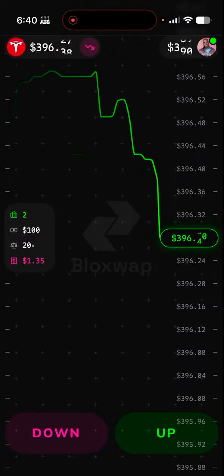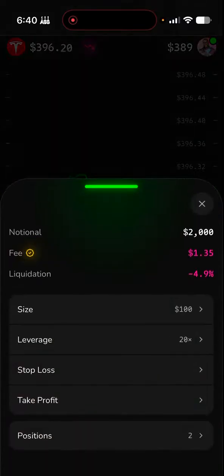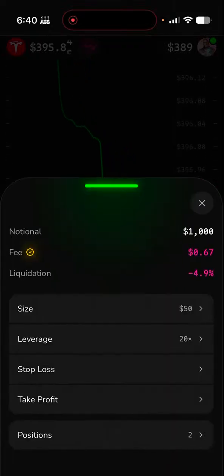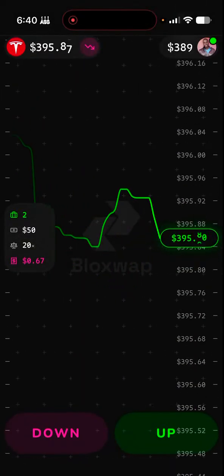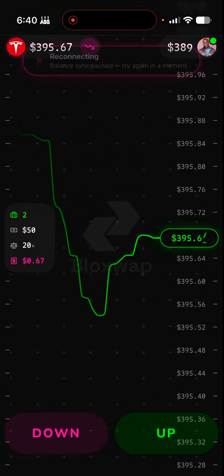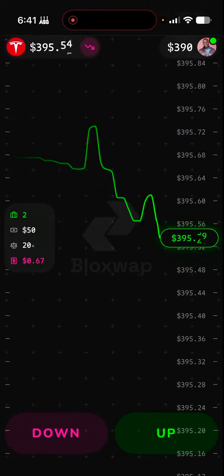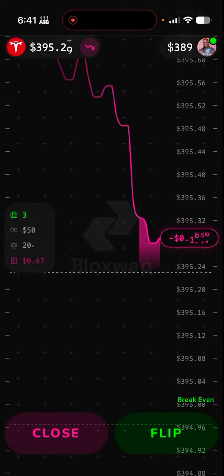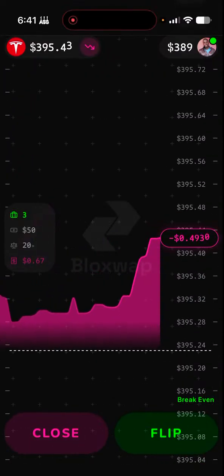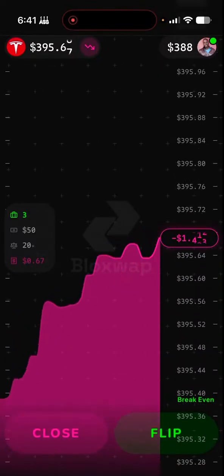Oop, let's try this. Balancing is paused. Oh, I think we need more. Let's see. What does that mean? I don't like that. Okay, there it goes. I just missed all of those trades. I should take a screenshot. Save that because I have no idea what that is. Balancing paused.